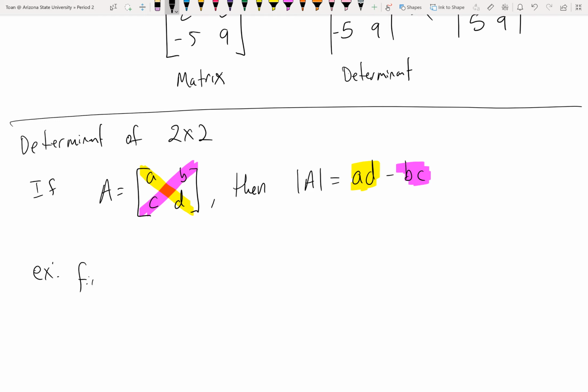Example, find the determinant of, throw out some numbers. 7, 9. Let's make it a negative and then a 5, I heard, right?